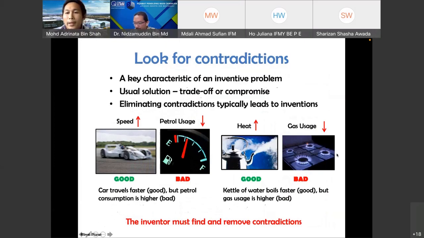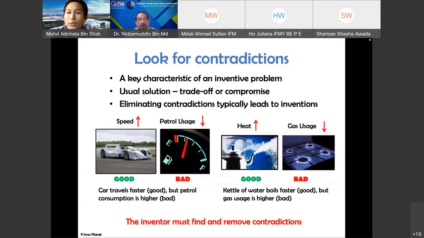So we are trying to look for contradiction. A key characteristic of an inventive problem is that the usual solution is a trade-off. So you need to compromise. You need to trade off. You get fast speed, but the fuel consumption is very bad. So you need to sacrifice the fuel consumption.